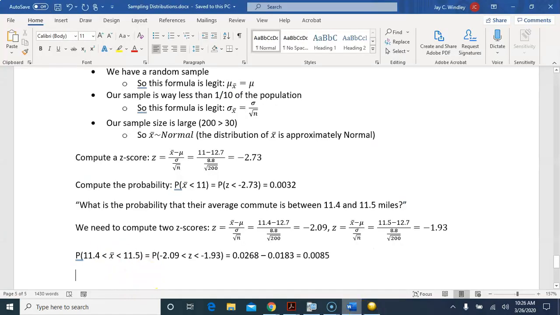Check out the other video on the sampling distribution of p hat, and that'll help you out with the second half of the homework.